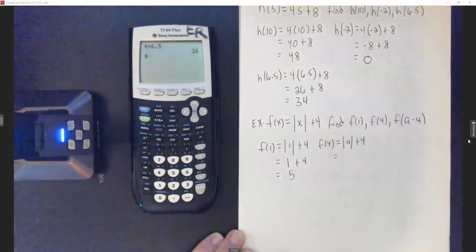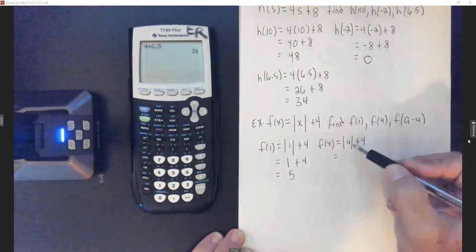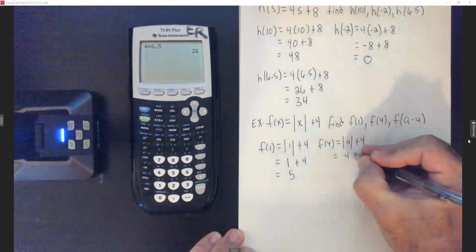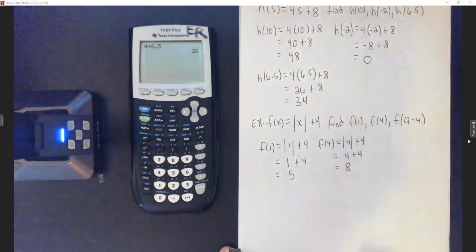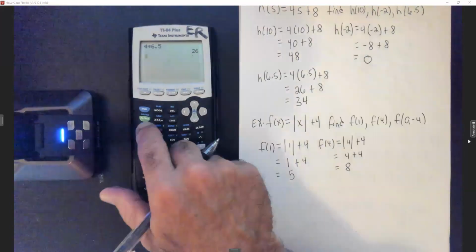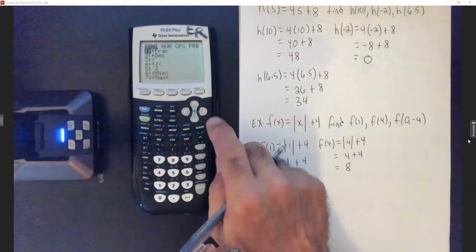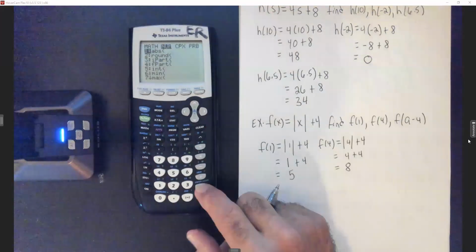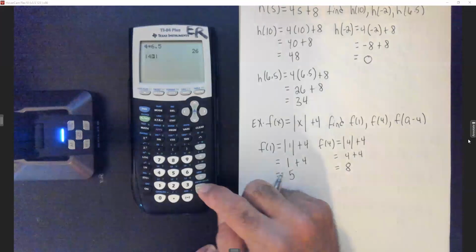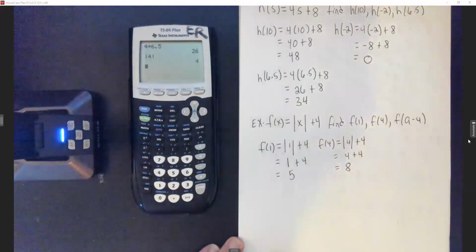Here we go. Absolute value of 4 would be 4, and 4 plus 4 would give me 8. Now remember, you have absolute value on this calculator. If you hit math and arrow over to the number, the first thing you see is ABS, so you would hit enter, and then you can put that 4 in there and see what you get. And you notice I got a 4 like we said, okay?